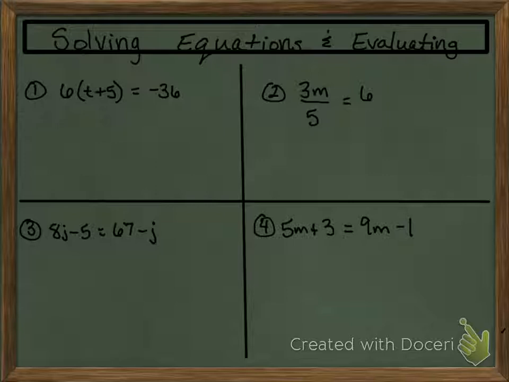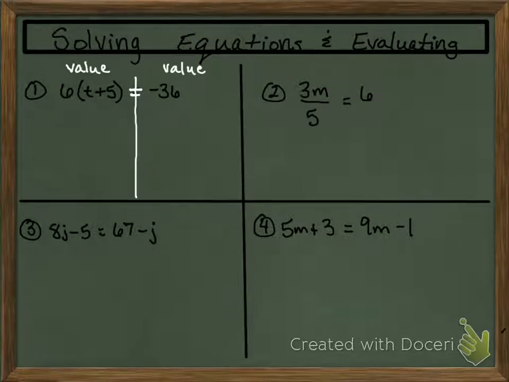All right, so the first one says 6 parentheses, that means 6 times (t + 5) is equal to negative 36. One thing that I always do when I first start solving equations is I put a line down that equal sign, so I know that whatever value is on this side needs to equal the value on this side. They have an equal relationship.